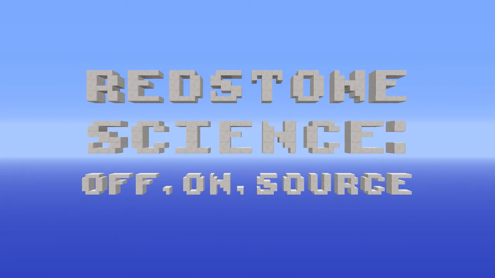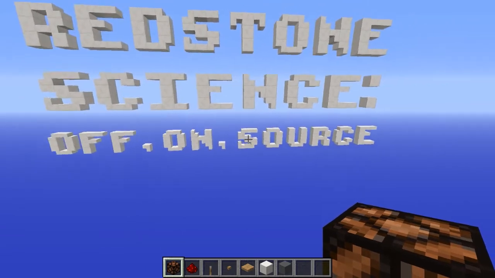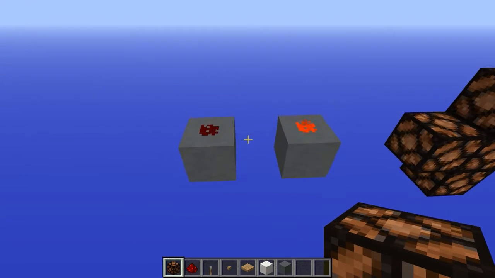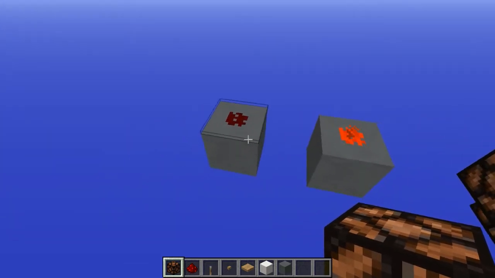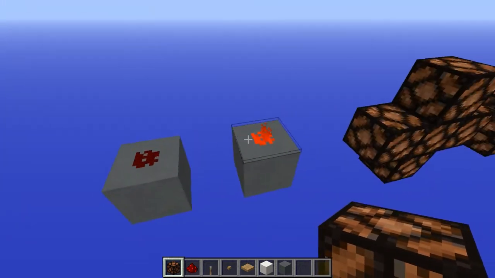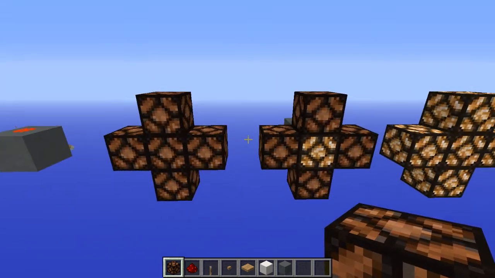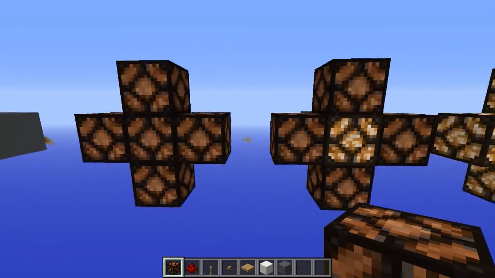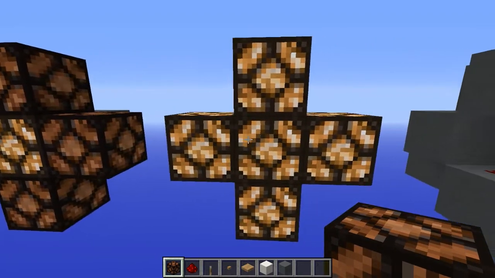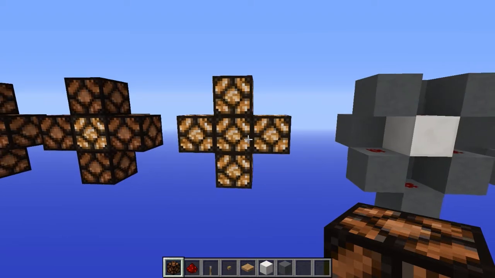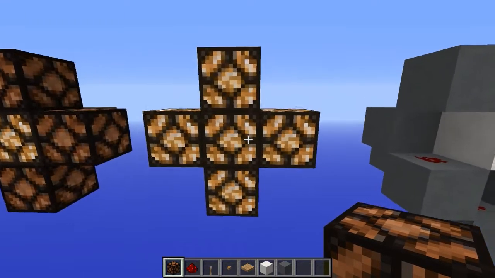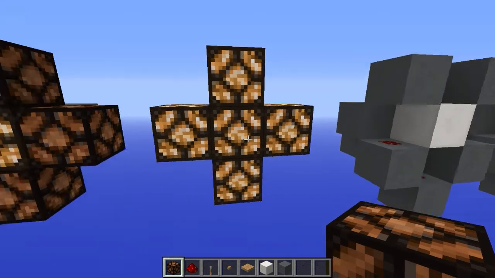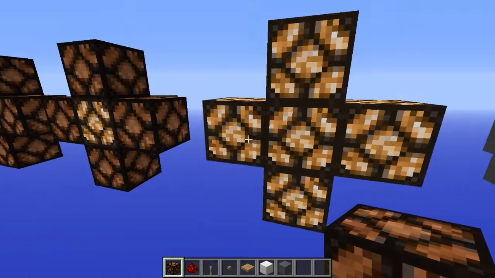In this episode, we will be talking about the different states of blocks. Now, when we're talking about redstone, there are two states, the very clear and obvious, off and on. But when we talk about blocks, there are actually three states. We have off, on, and source. In very simple terms, a source block, much like a water or lava source block, will spread its signal into the adjacent blocks.